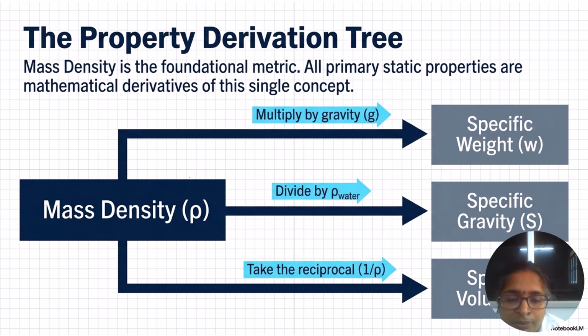And the next one, when rho is divided by the density of water, gives you the value of specific gravity. Within the bracket we can denote it as S. And when we take the reciprocal of mass density, that is 1 by rho, it gives you the term called specific volume.